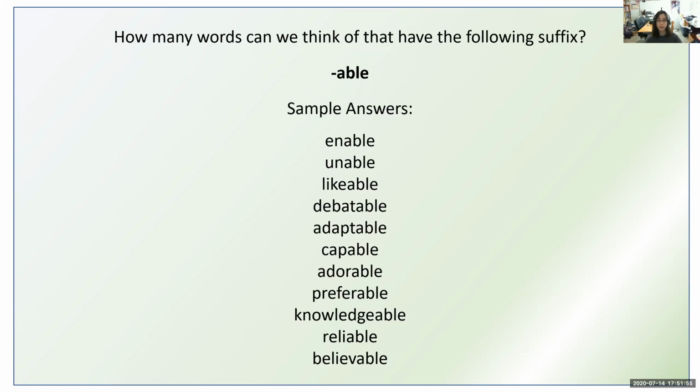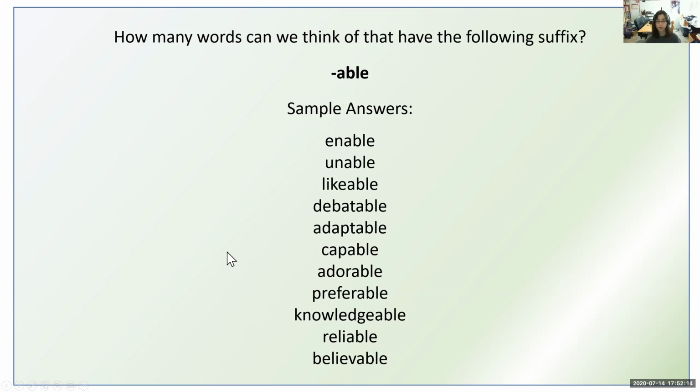Okay, so some examples are enable, unable, likable, debatable, adaptable, capable, adorable, preferable, knowledgeable, reliable, and believable. And if you have something that was not on this list, extra bonus.